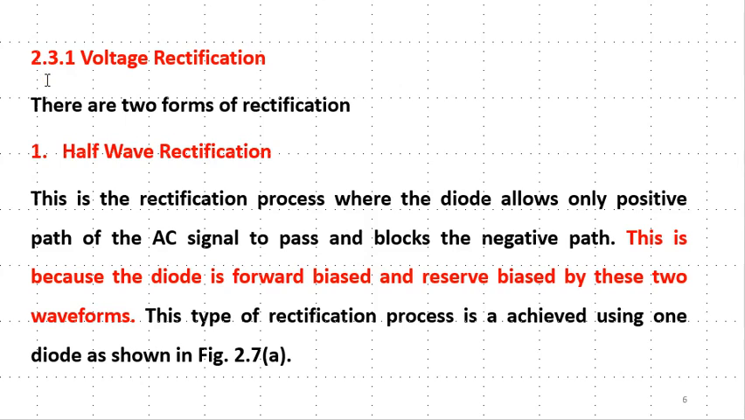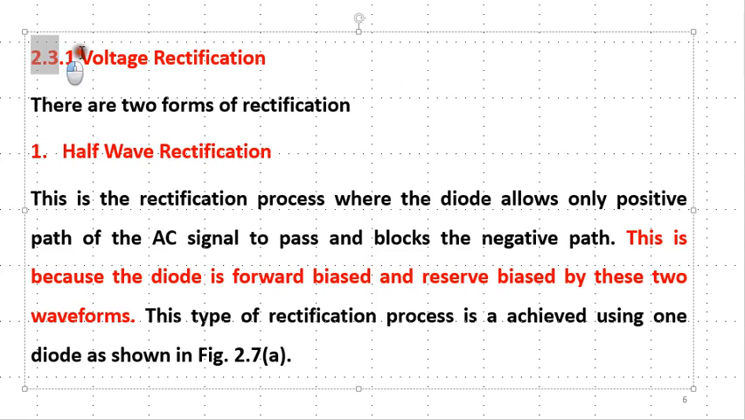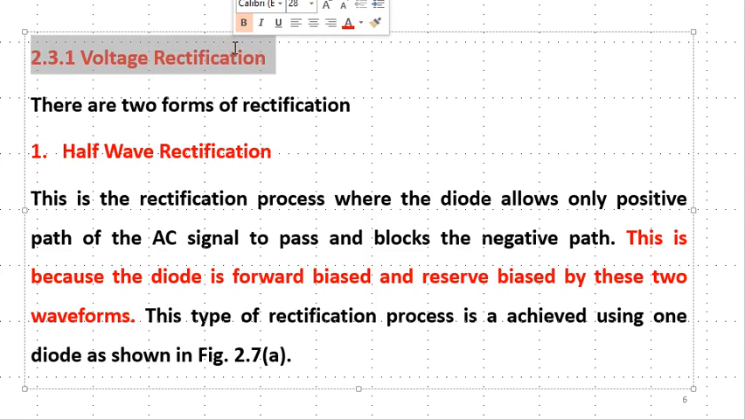We now come to one specific application of a diode, which is voltage rectification. What is rectification? Rectification is simply a process where a sinusoidal waveform, which changes between positive and negative directions, is changed to flow in only one direction. So the process of changing a bidirectional waveform to a unidirectional waveform is what we call rectification.